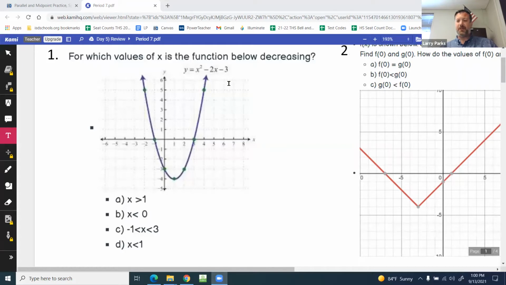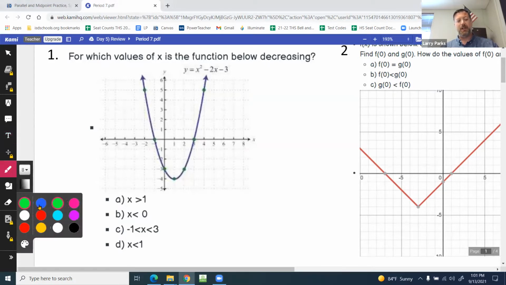So I have this review. It should hopefully prepare you and make you successful for the district test. And I think it has 9 questions, and I am going to do my best to go through all 9 questions. Number 1, for which values of x is the function below decreasing?